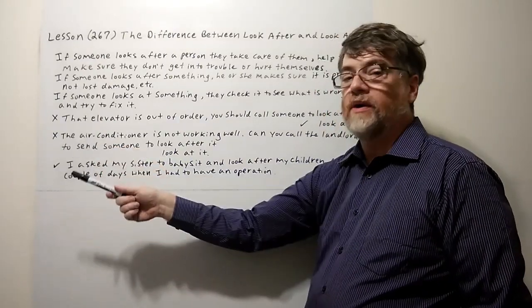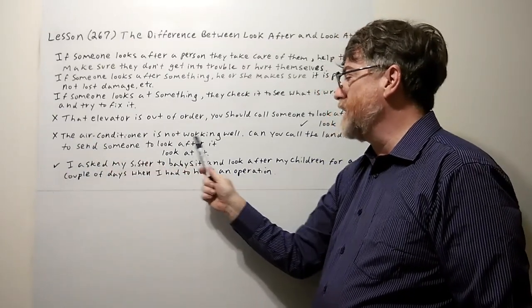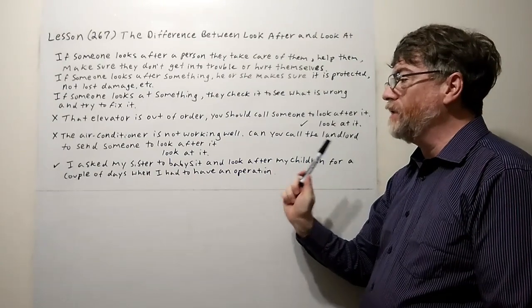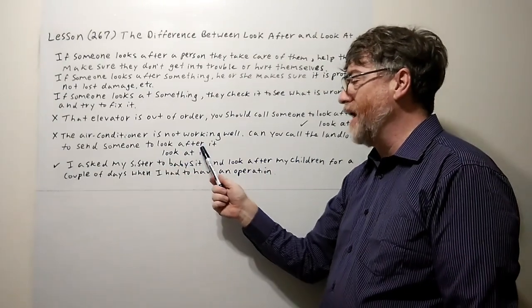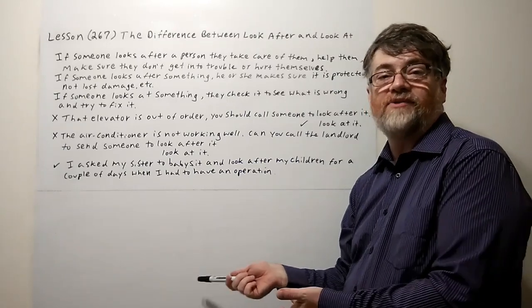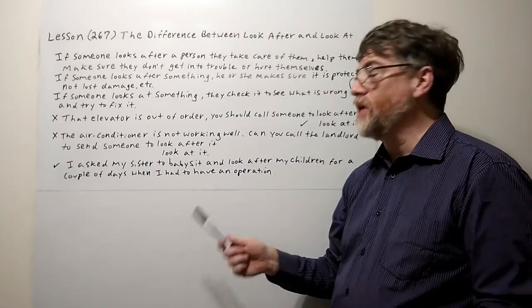Let's look at the second one here. Again, with the X, this is wrong. The air conditioner is not working well. Can you call the landlord to send someone to look after it? Again, you don't want someone to babysit or look after your air conditioner. You want them to check it out.